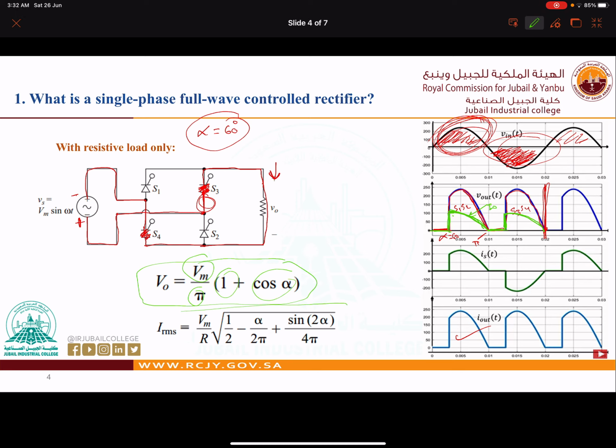And this is the current RMS. Of course, again here, we need to make sure that alpha here is in radian. It should be in radian. Otherwise, your answer will be wrong.